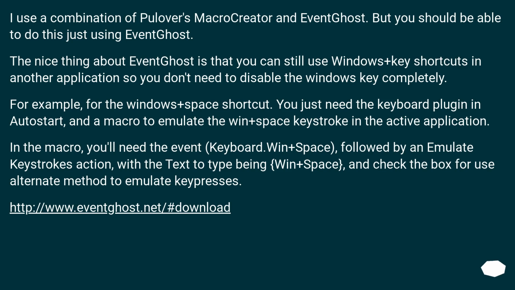For example, for the Windows plus space shortcut, you just need the keyboard plugin in AutoStart and a macro to emulate the Win plus space keystroke in the active application. In the macro, you'll need the event, Keyboard.Win+Space, followed by an Emulate Keystrokes action, with the text to type being Win+Space, and check the box for use alternate method to emulate key presses. This URL.